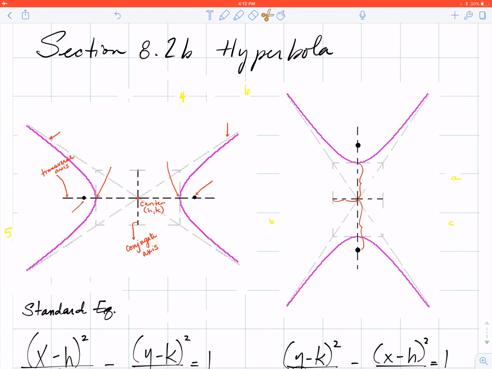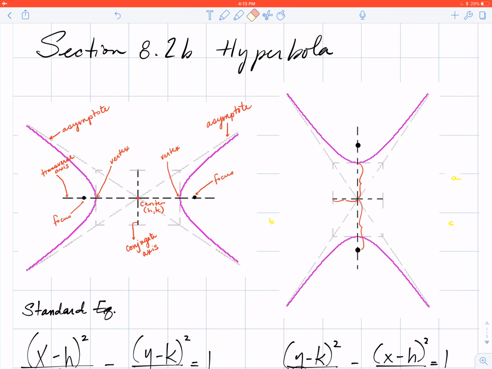The next thing that we have here is going to be the two vertices. And then after our two vertices, we also have our two focus points. And then lastly, something new is the asymptotes. Remember that asymptotes are like a fence. It's something that you're always getting closer and closer to, but you don't actually reach it.